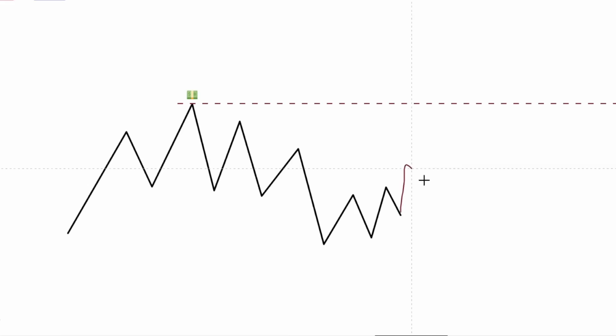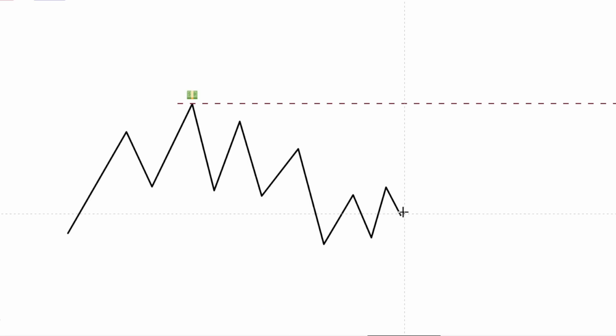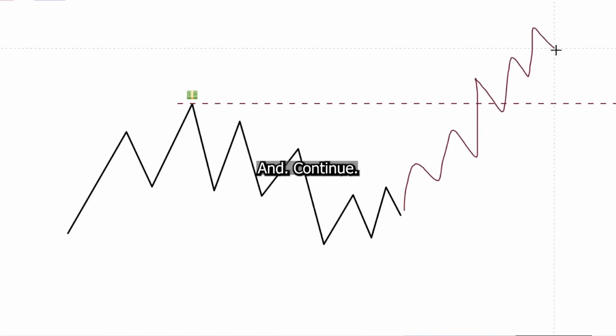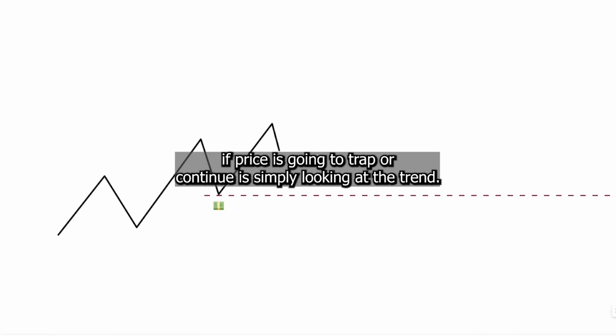So the main question traders have is: is price going to trap or continue? So basically, is price going to approach your liquidity, take the liquidity out, and continue the opposite direction, forming a purge, aka a fake out? Or is price going to approach your liquidity, take the liquidity, and continue?